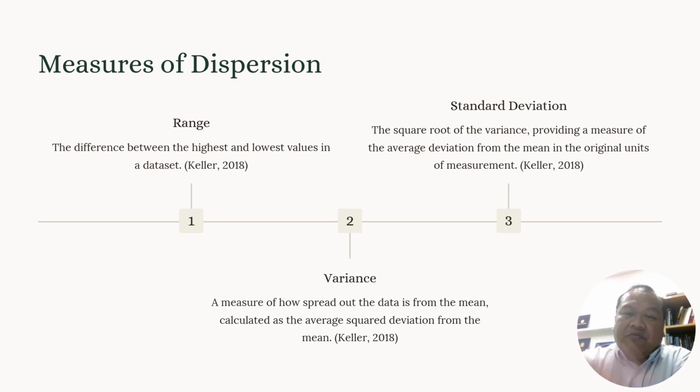Let's discuss first the variance so that you will not be confused. The variance is a measure of how spread out the data is from the mean. It is calculated as the average squared deviation from the mean.